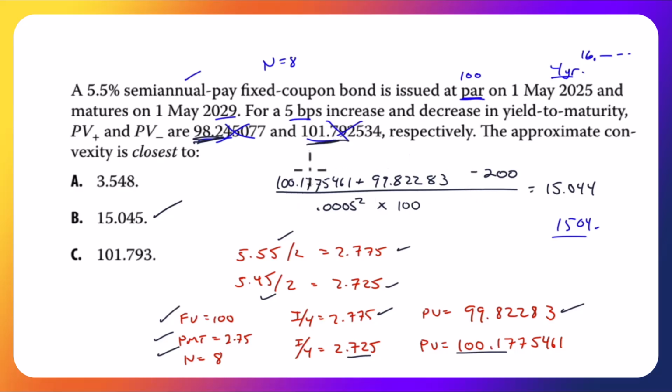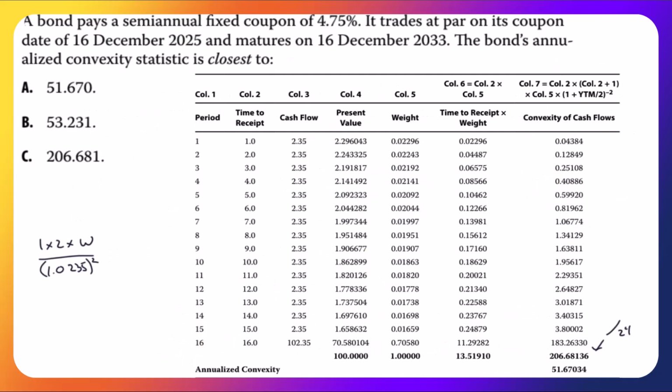And then if you add the two, PV minus plus PV plus minus 2 times P naught, over the change in yield squared times PV naught, you'll get 15044.